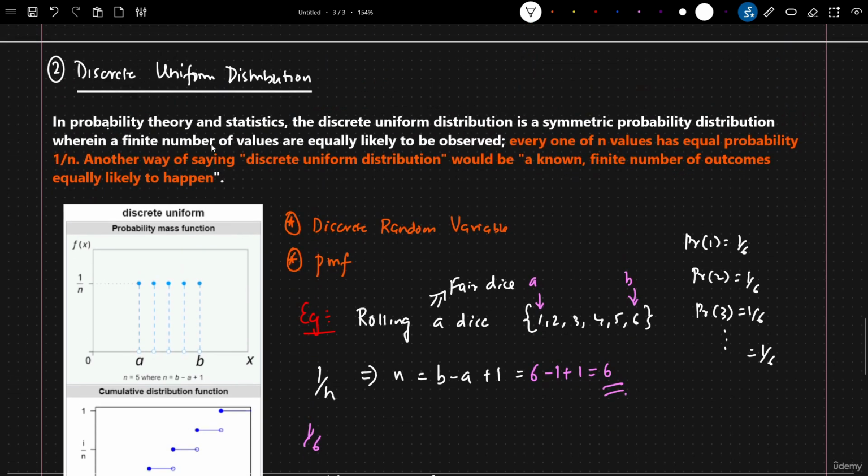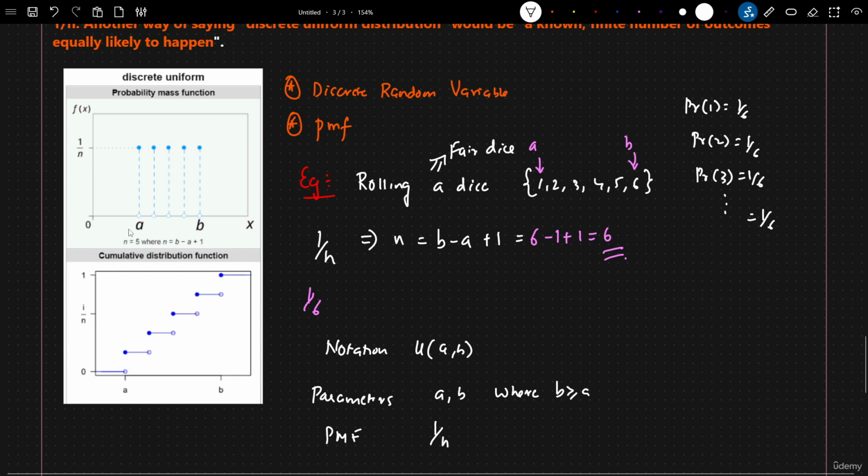With respect to the definition, in probability theory and statistics, the discrete uniform distribution is a symmetrical probability distribution wherein a finite number of values are equally likely to be observed. Every one of n values has an equal probability 1 by n. Another way of saying it is a finite number of outcomes equally likely to happen. So for every outcome, you'll have the same probability 1 by n. And this is how the entire diagram looks.